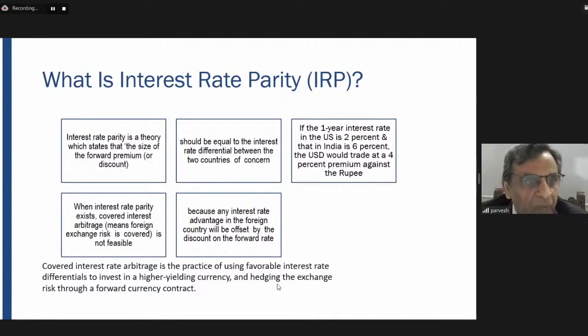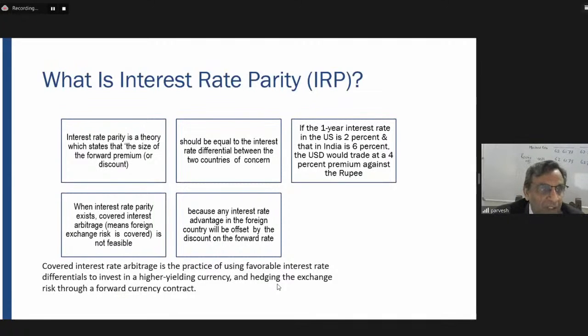I told you that because there is an interest rate advantage in India, because the interest rate is high, there will tend to be a flow of dollars into India. Because in India you get 6% as compared to 2% in the US. But you will find that the forward rate has moved up by 4%. So after 1 year, you convert back your money, which is Indian rupees, into dollars, and you will find that you lost 4%. So you have gained nothing.